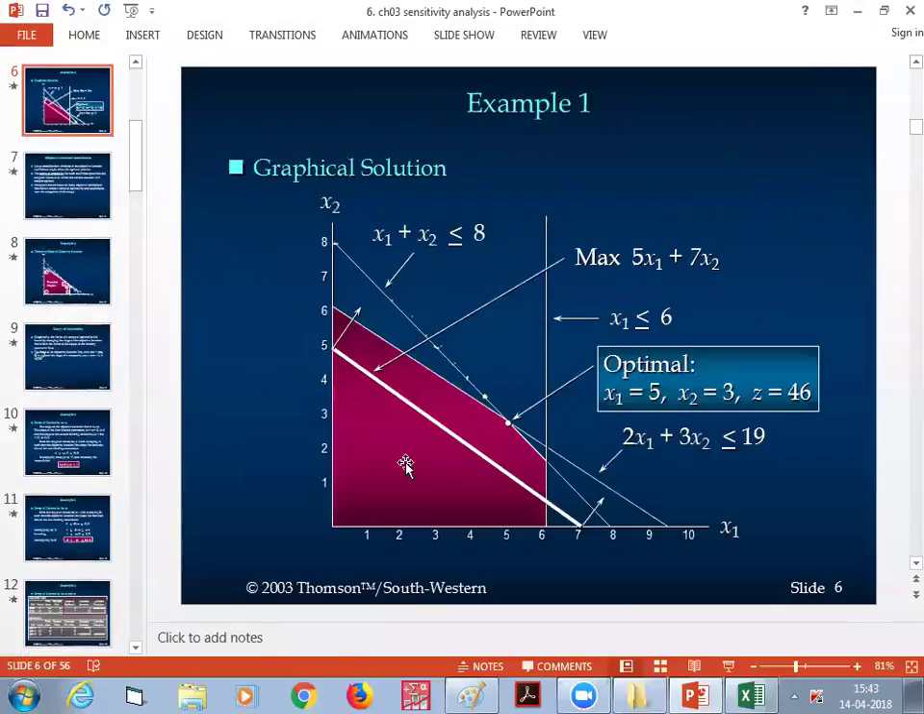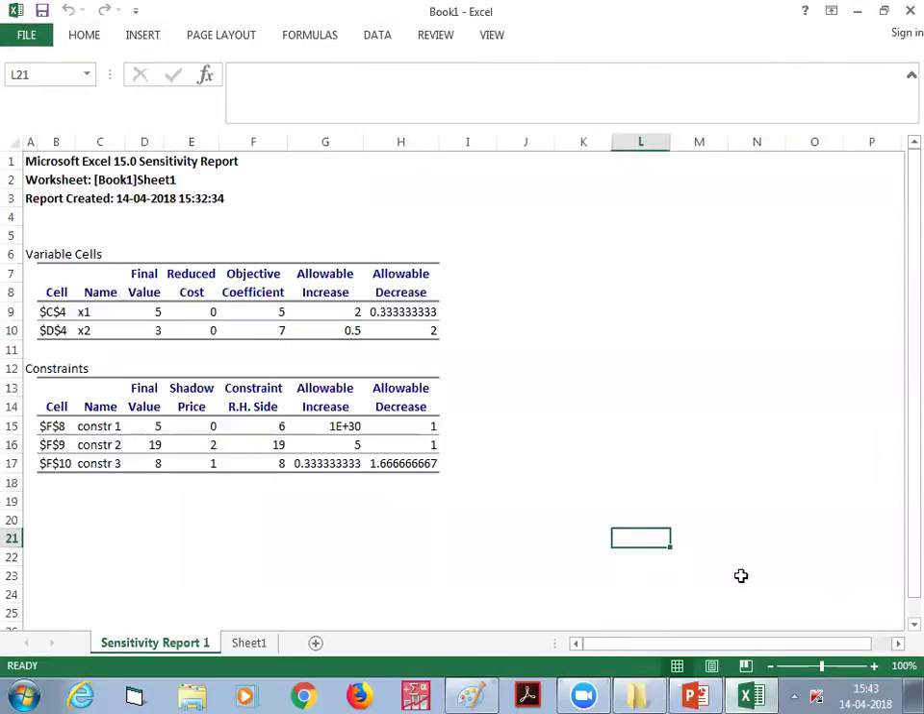It'll be the intersection of these two lines. One line was x1 plus x2 equals 8. The other was 2x1 plus 3x2 equals 19, that will become 20. How do we solve it? We can multiply this by 3, so we'll get 3x1 plus 3x2 equals 27. When we subtract this, we'll get x1 equals 7. x1 equals 7, huh?